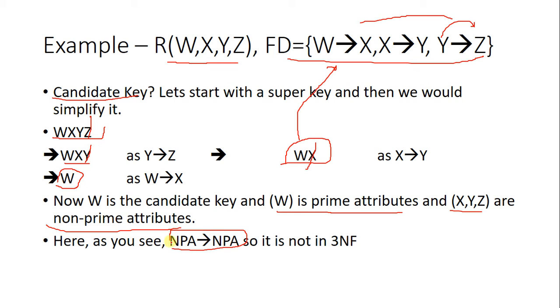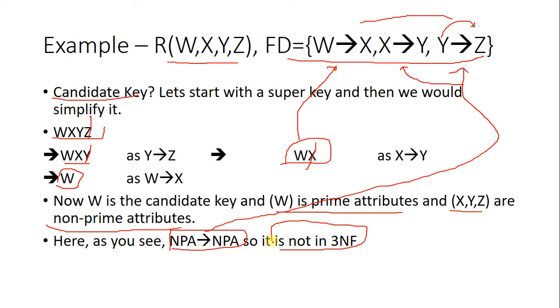Now we have to check the condition that a non-prime attribute should not determine a non-prime attribute. But here, as you see, y is determining z, and both are non-prime attributes, and x is determining y, and both are non-prime attributes. So it is not in third normal form. So let's see another example.